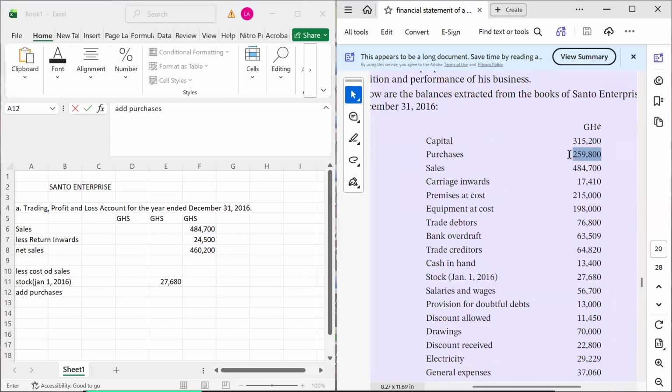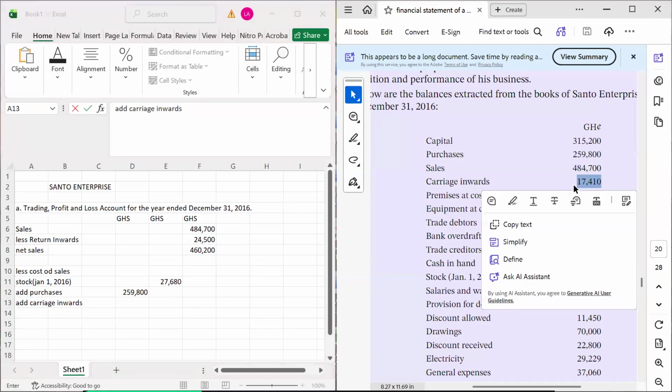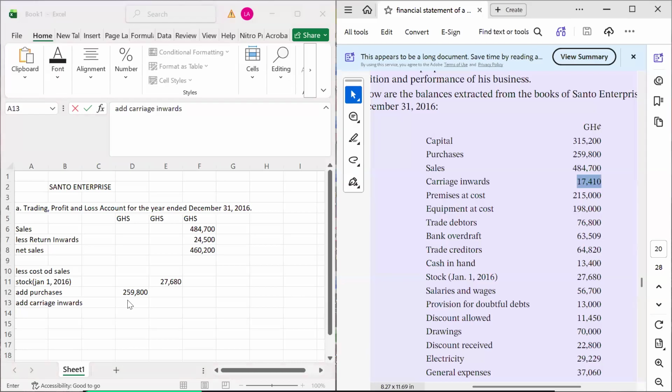So this is the purchases figure. We bring our purchases because we will be doing adjustment to the purchases. Then we purchase and then we add carriage inwards. Carriage inward is the amount you spend in bringing the thing to your shop. So if you are looking for the cost of the thing, you have to add it.